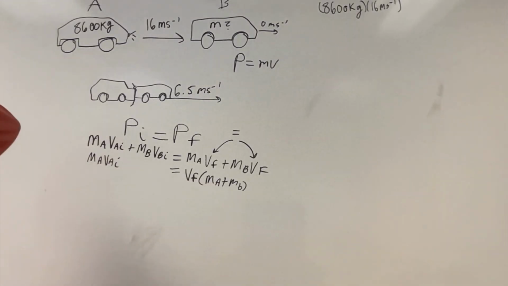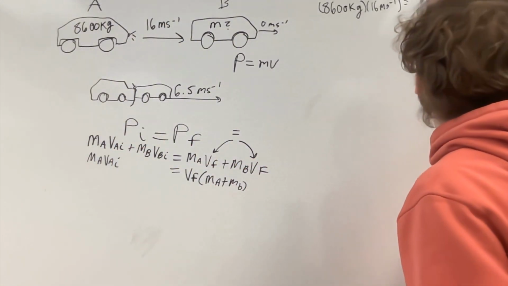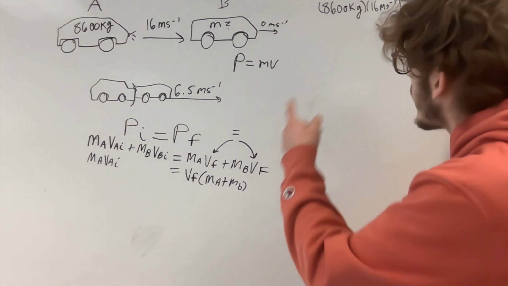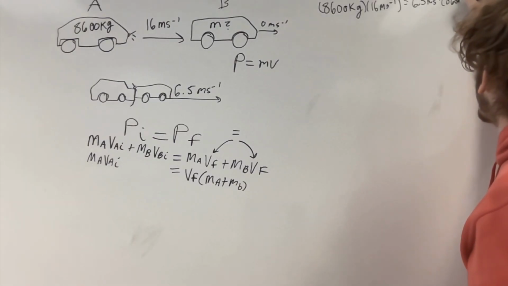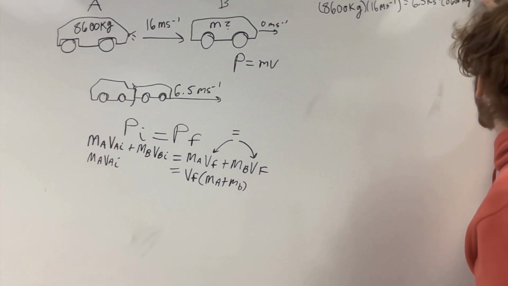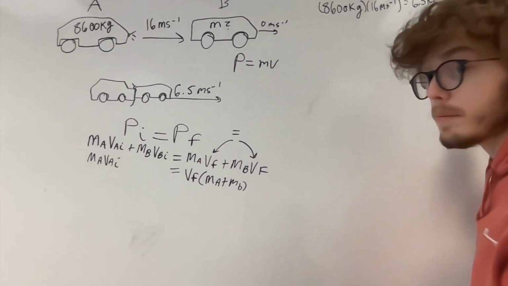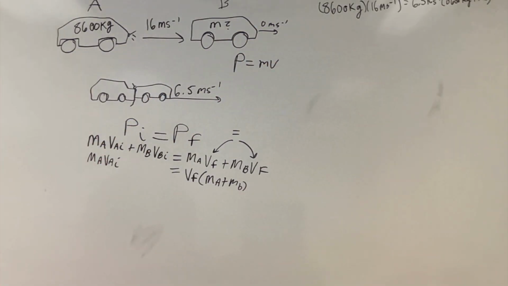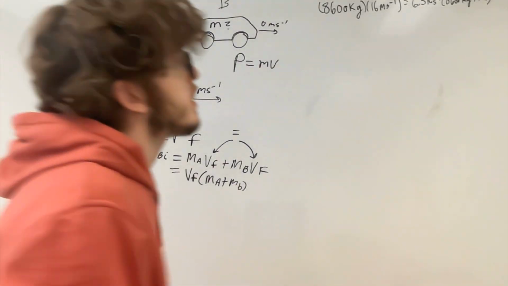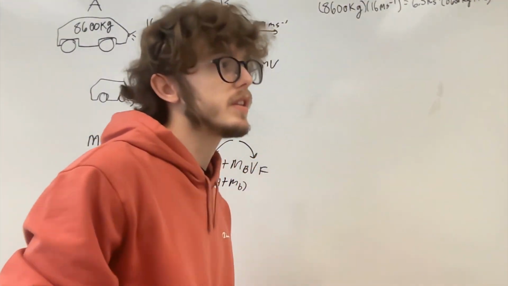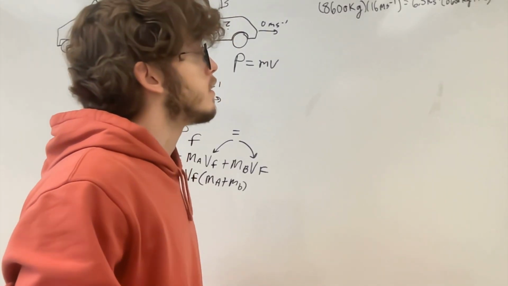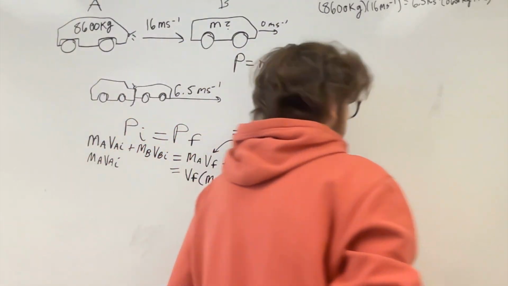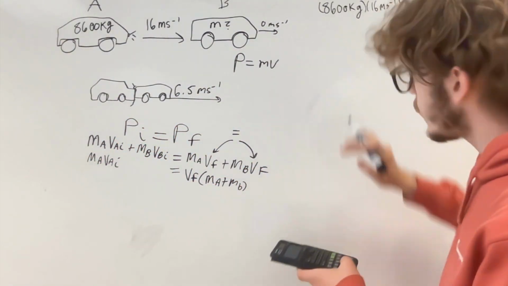So now we're left with the final velocity, which is 6.5 meters a second, times the mass of A plus the mass of B. We don't know the mass of B. That's what we're trying to find here, right? The mass of B is the unknown. So what can we do? Well, notice how this is a term multiplied by something in parentheses. It's a term multiplied by a binomial, right? Let's multiply this out first.